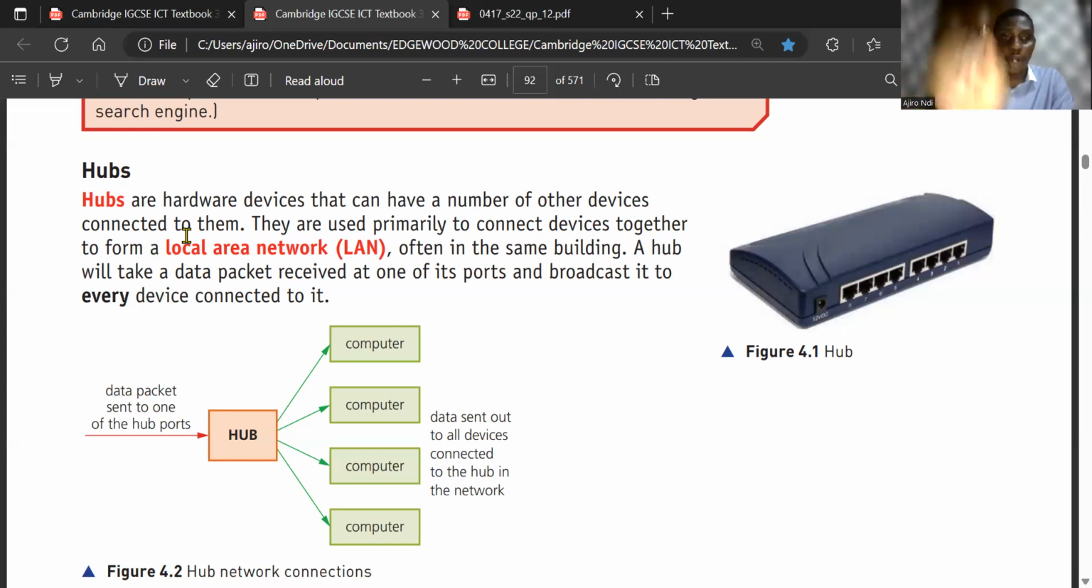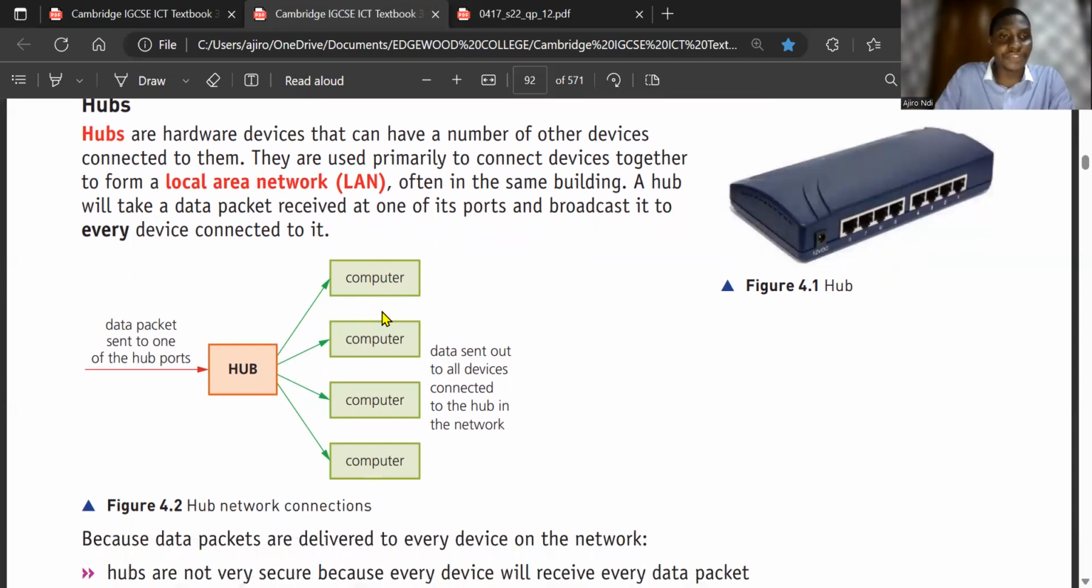Now, a hub will take a data package, which is data being sent in bits, received at one of its ports, and then broadcast it. Whatever package it gets on one port, it is going to broadcast to every other device connected to it. This is an idea of what we're talking about with hubs. You see that the data package is sent to one hub port.